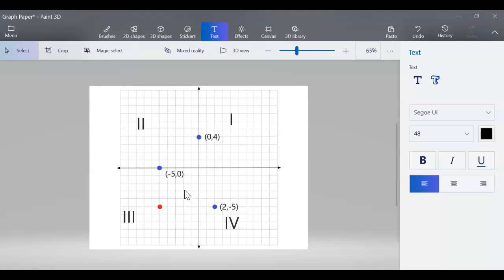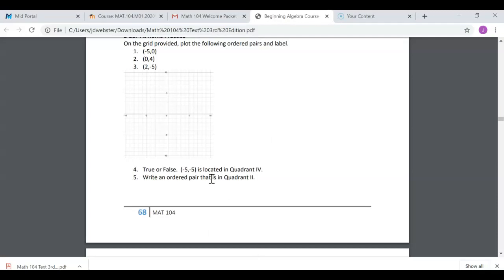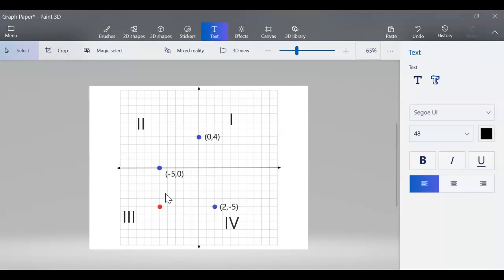One thing to remember is that if I check out the points (-5, 0) and (0, 4), those are not in any quadrant, because those are on the x-axis and the y-axis. So -5 is in quadrant 3, but (0, 4) and (-5, 0) are not in any quadrant.